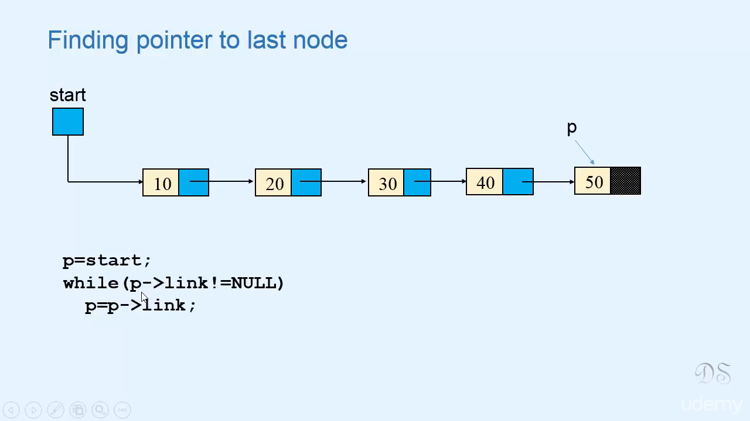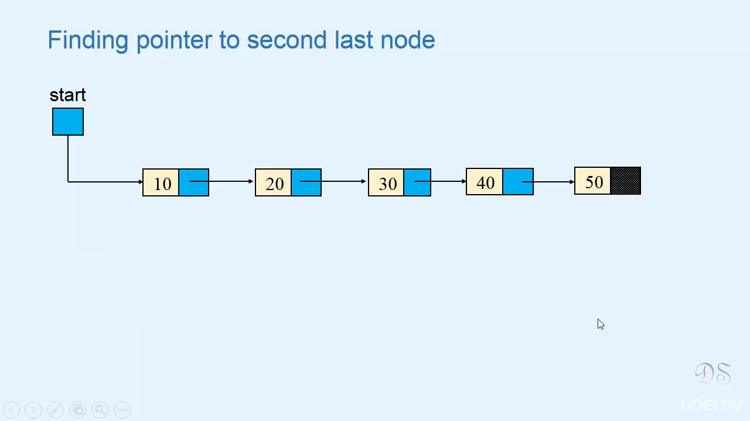Now here the loop will stop when p link will become null. And p link will become null when p is pointing to the last node, because the link part of last node is null. So this loop will stop when p is pointing to the last node.